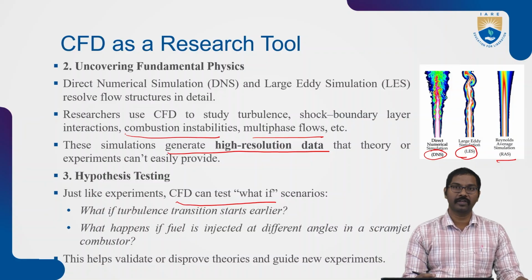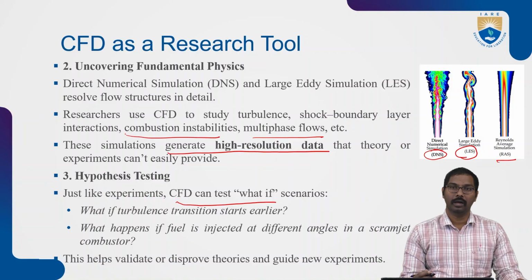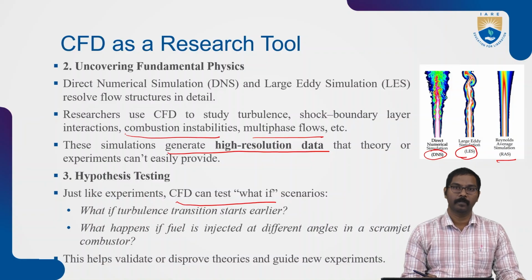So you have designed some particular component for Mach 5 or Mach 3. But if the component is going to face Mach 7 or Mach 8, then we have to understand the behavior. That is the off-design condition, and that is a major important thing in research analysis. So CFD can do this hypothesis testing, what-if scenarios, and what happens if fuel is injected at different angles in a scramjet combustor.